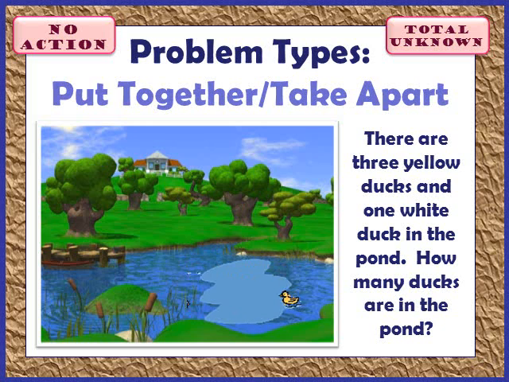It says there are 3 yellow ducks and 1 white duck in the pond. So as you can see here, you're not adding to the set, you're not taking away from it. They're just talking about the 2 different parts of the set as yellow ducks and white ducks. And then the question asks, how many ducks are in the pond? So you know that there's 3 yellow and 1 white duck, and you're figuring out the unknown total. Notice, like I said, there is no action in this type of problem.